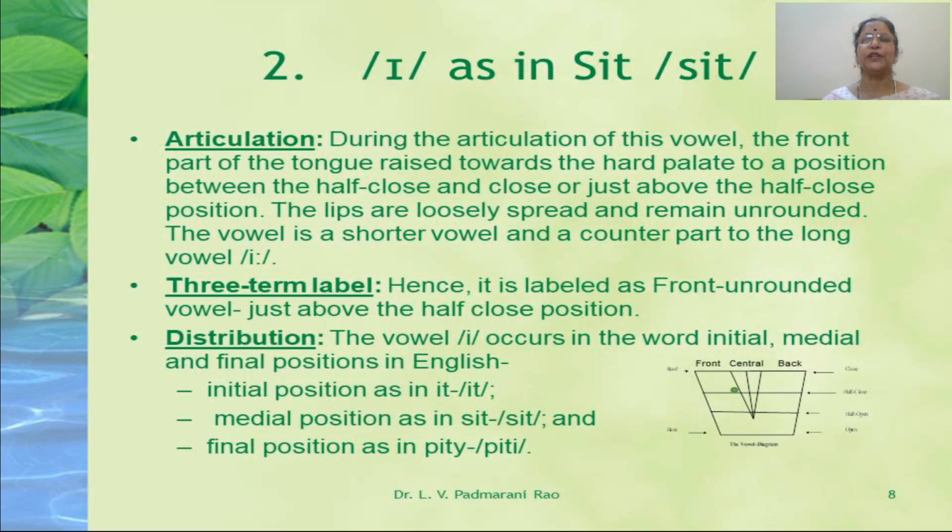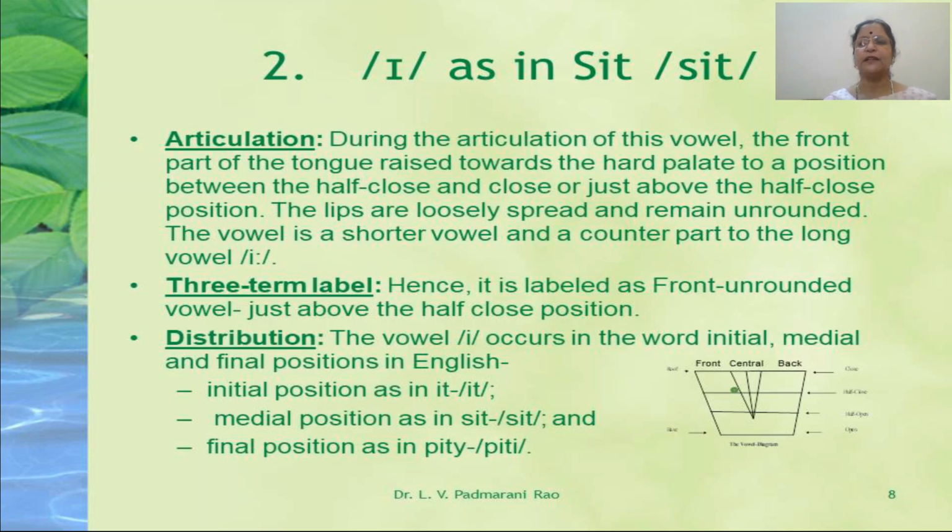The second sound that we have is ɪ, the smaller one. ɪ, as in S-I-T, sit. During the articulation of this vowel, the front part of the tongue is raised towards the hard palate to a position between the half close and close or just above the half close position. The lips are loosely spread and remain unrounded. The vowel is a shorter vowel and a counterpart of the long vowel i: is also present as discussed.